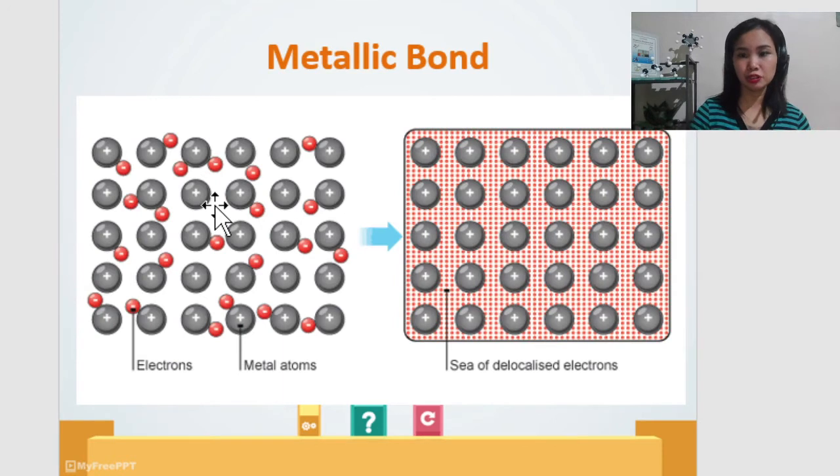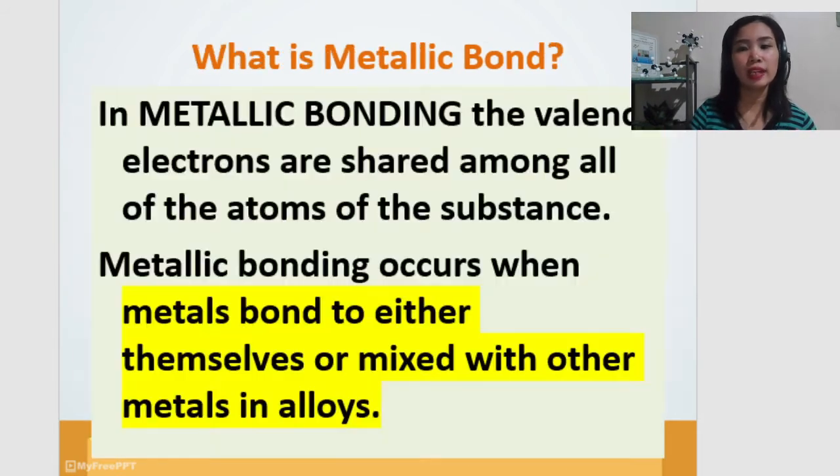Okay, we have here a picture also of a kind of metallic bond, electrons and the metal atoms, and they are what we call the delocalized electrons. So what is really a metallic bond? Metallic bond occurs when metal bonds to either themselves or mixed with other metals in alloys. So the valence electrons are shared among all of the atoms of the substance. Please take note, metals bond to either themselves or mixed with other metals in alloys.